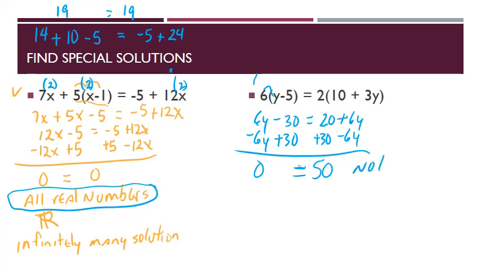Well, we know that is not true. 0 does not equal 50. And so our solution set, we don't have one. There is no solution. And sometimes we may see this written as an empty set like that, a 0 with a slash through it, meaning empty set. But the bottom line is there's no solution to this problem on the right. On the problem on the left, the solution set was all real numbers. So that gives you a little snapshot of finding special solutions.